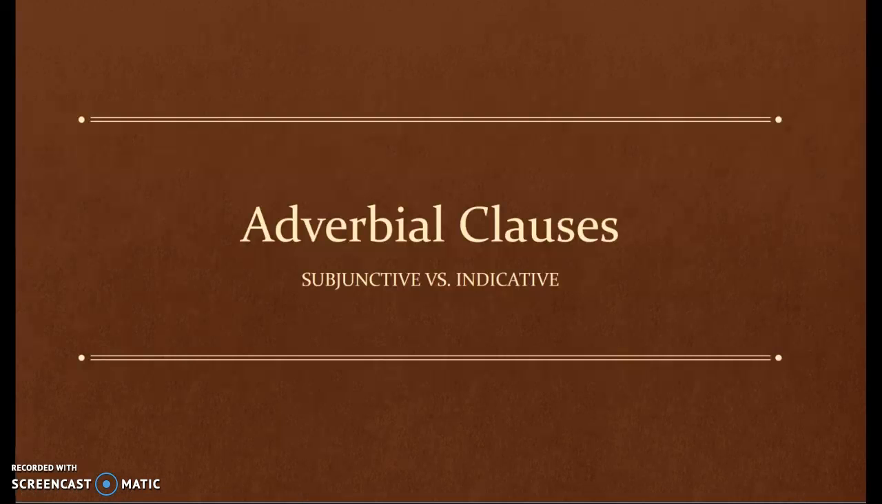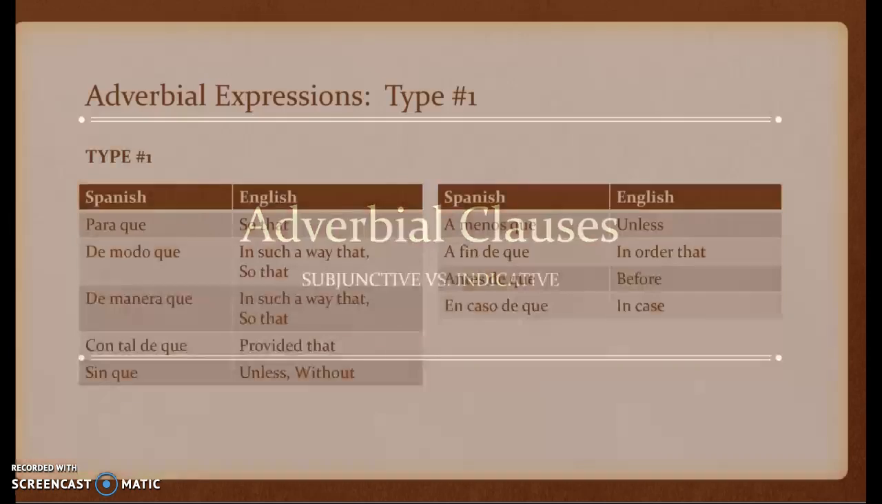Welcome to lesson 3.4b on adverbial clauses. Adverbial clauses are another way of differentiating on when you use subjunctive versus the indicative. So you've had noun clauses, adjective clauses, and now we have our third and final adverbial clause.